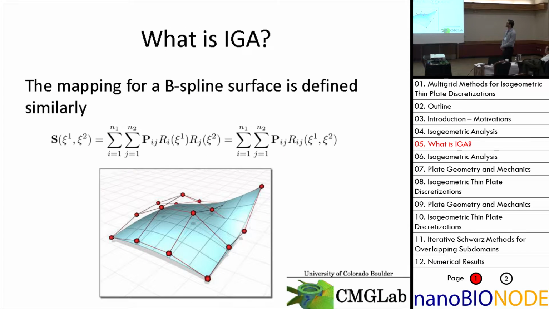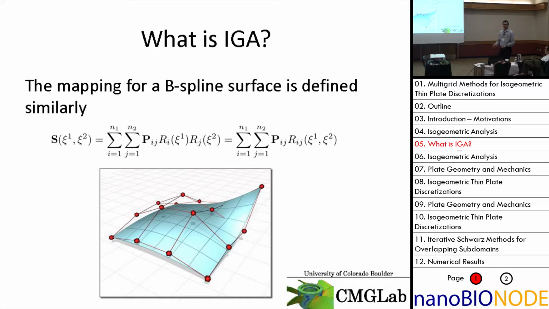So if we want to make a surface, it's very similar. We just do a tensor product of our B-spline curves. So this is all B-splines. In the general setting of isogeometric analysis, we work with NURBS, which are non-uniform rational B-splines. Essentially what that does is allows us to create conic sections exactly like circles or parabolas.